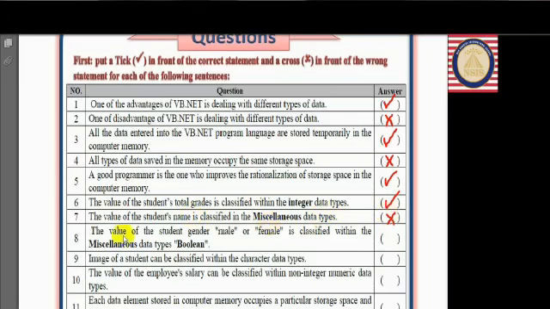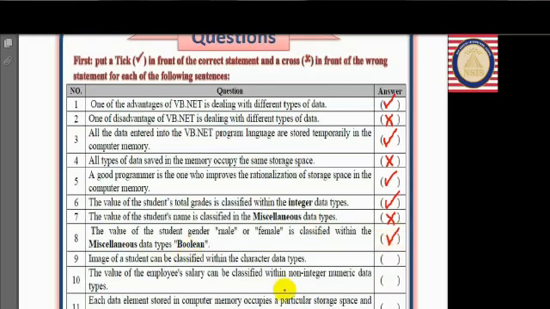The value of the student gender, male or female, is classified within the miscellaneous data type Boolean. We said that Boolean refers to any choice. We have a yes or no choice. Yes or no solution refers to miscellaneous Boolean.